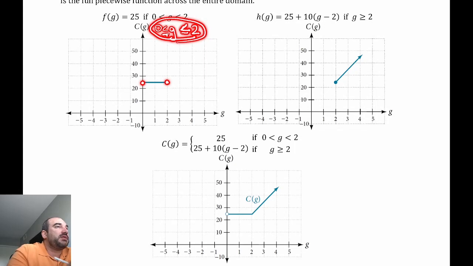Okay, the interval notation and the inequality stuff, you need to know. An open circle at 0 means 0 is less than g.